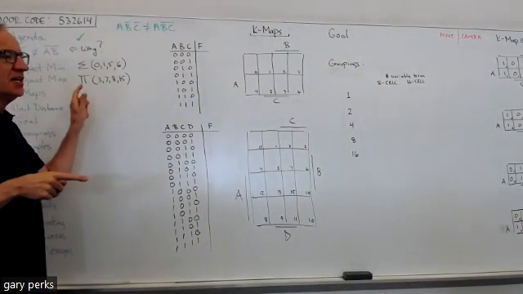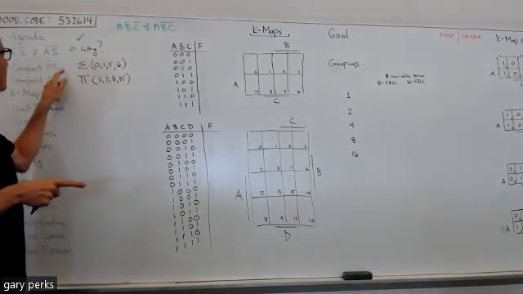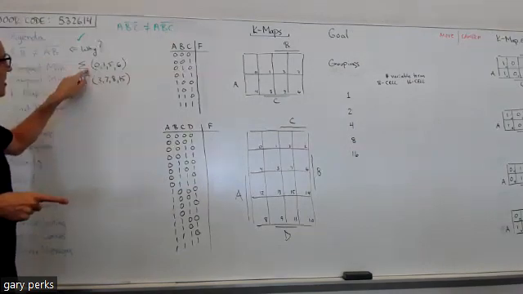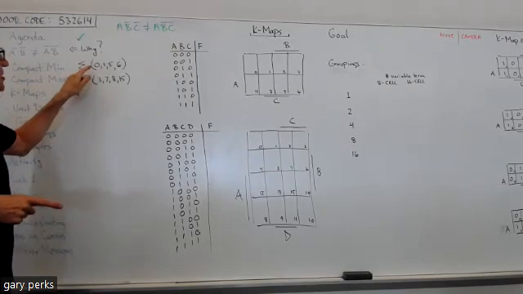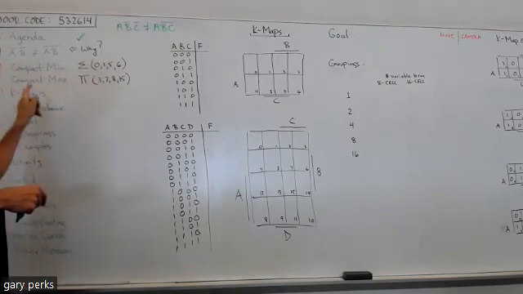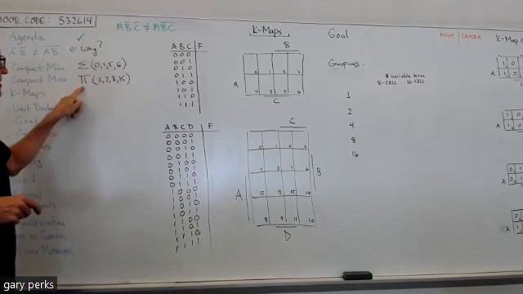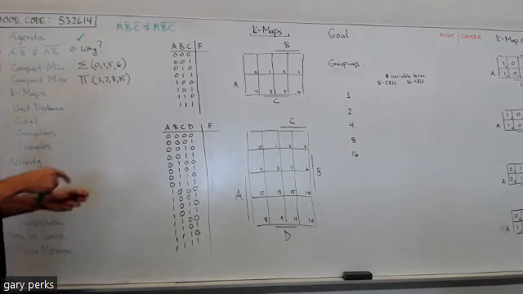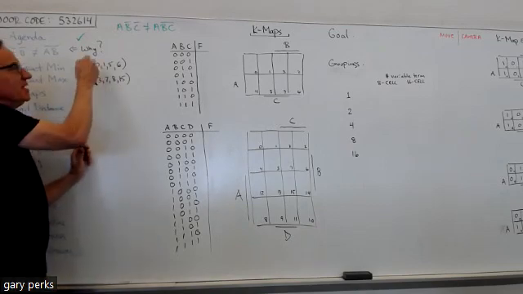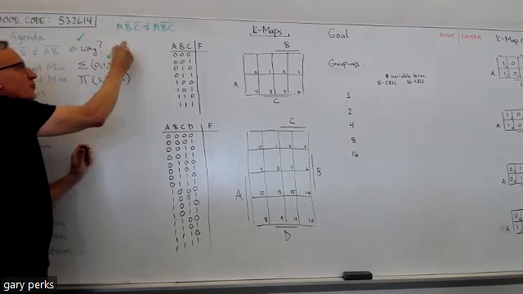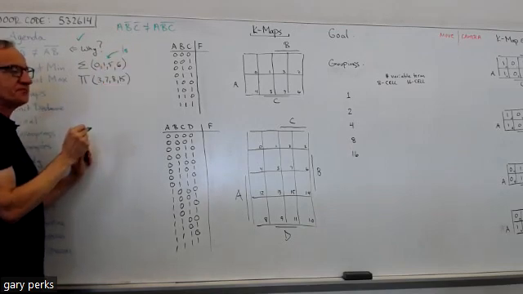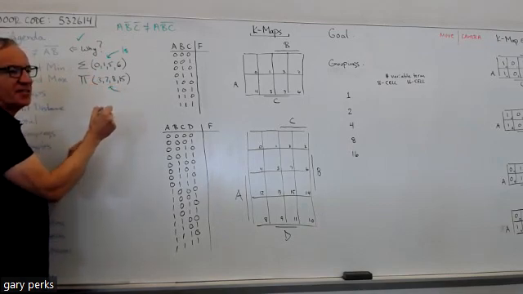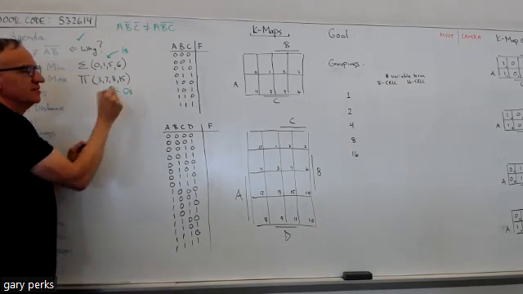So when you see these forms here, let's start with compact min. In compact min, this summation sign, sigma, is used, and then you can see there's a bunch of numbers inside parentheses. And then compact max has this capital pi symbol, again with a bunch of numbers inside the parentheses. Compact min, this form here, tells you where the ones are in a truth table. In compact max, the numbers inside the parentheses tell you where the zeros are.